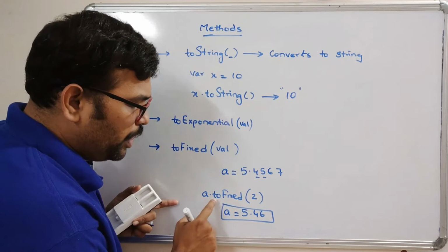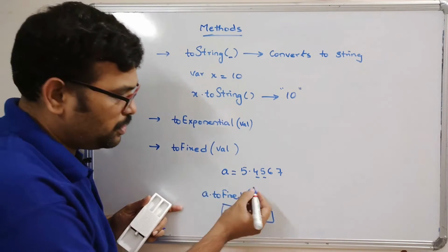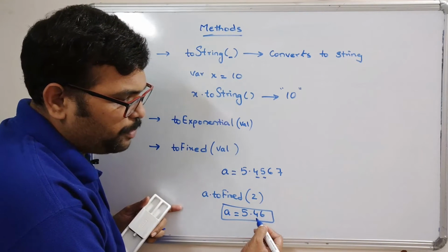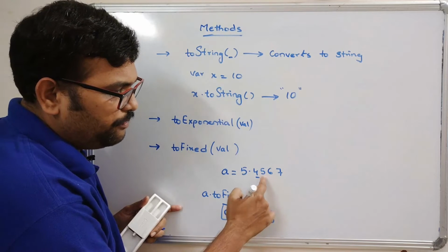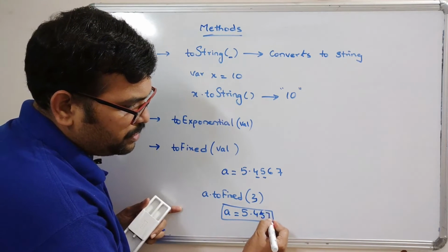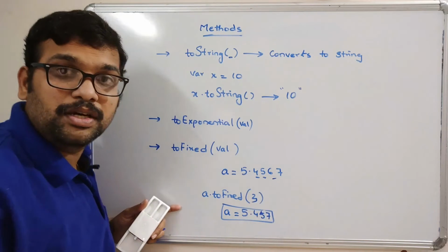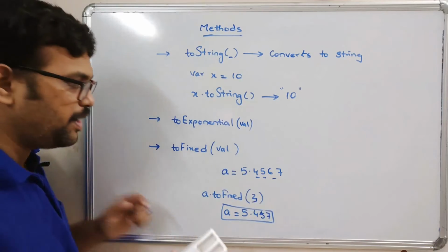So a.toFixed(2) means it will round up to 2 decimal values. So 45, it will display 46. If you are giving 3, then 456, it will print 457. It will round up to the third value. I will execute the program so that your doubts will be clarified.